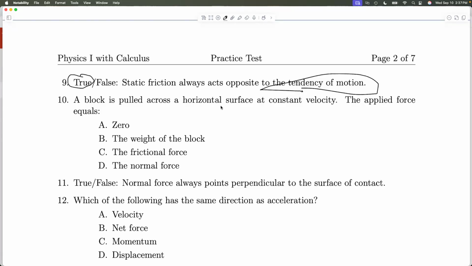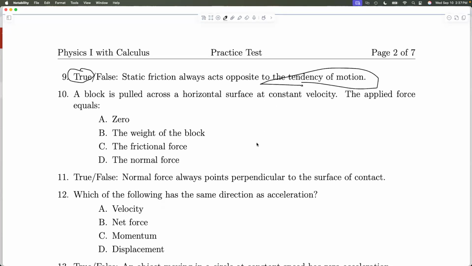You're pulling a block across a horizontal surface at constant speed. Do we have friction? We must have friction here. I really don't like the way they worded this one. None of these are true.